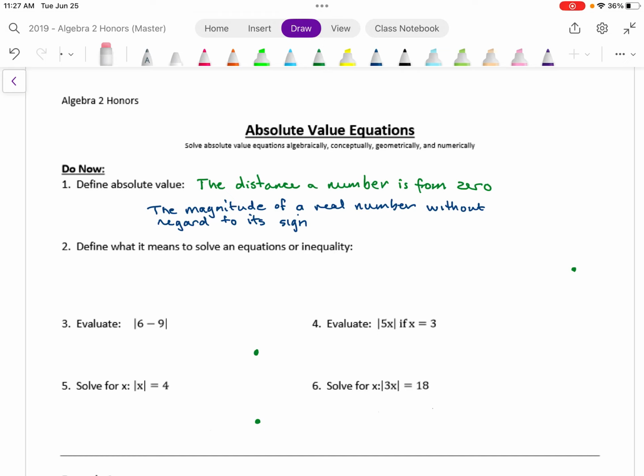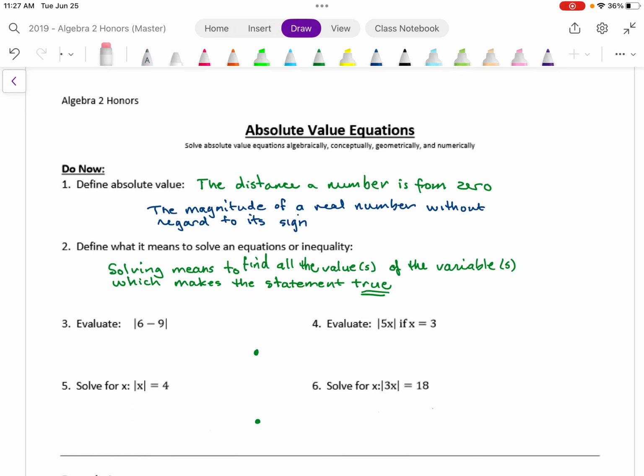The official definition instead is this. Solving means to find all, so I'm going to highlight all, not just 1 or 2, but all of the values of the variable or variables which make the statement true. So this year, we're on a quest for the truth. Anytime you have an equation you're asked to solve, we are out there finding the truth. It sounds so deep right here. But what we're going to do is try and find values for the variable that make the statement true. That's what I want you to think when the directions say solve.